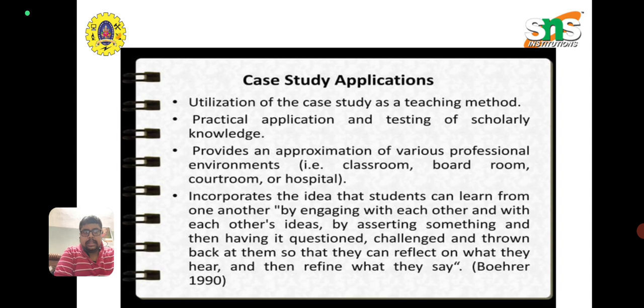Case study application: utilizing the case study as a teaching method. It is a practical application for testing scholarly knowledge. It provides an approximation of various professional environments, that is classroom, boardroom, courtroom, or hospital. It incorporates the idea that students can learn from one another by engaging with each other's ideas, by asserting something and then having it questioned, challenged and thrown back at them, so they can reflect on what they hear and then refine what they say.